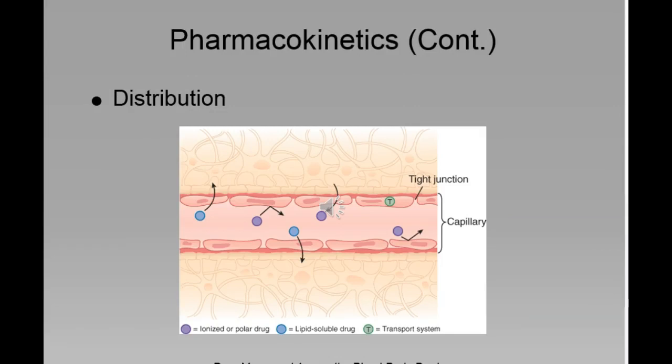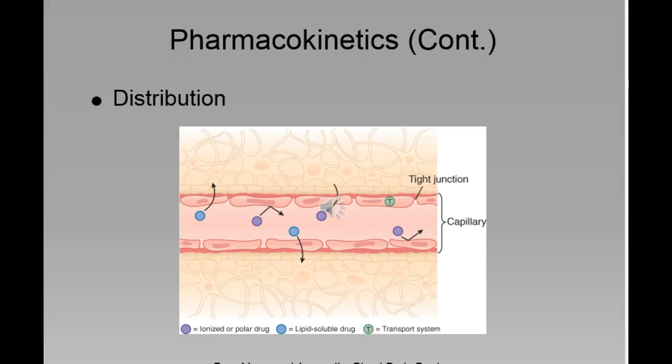If you pay attention to this illustration here, it will show you the difference between ionized drugs and lipid-soluble drugs that are moving across the membrane and that may require active or passive transport. So this is just an illustration that will show you what protein binding and drug distribution could look like.